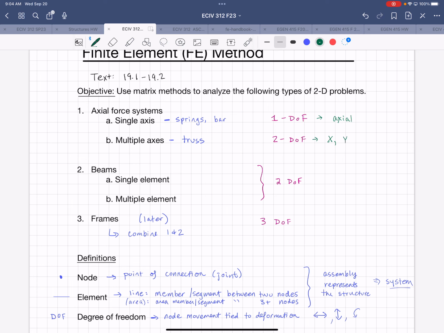For beams, right, we have 2 degrees of freedom. That's going to be not axial, pardon me. The 2 degrees of freedom, right, those are the ways that the beam nodes can move that are relevant to the deformation of the beam. And so that's going to be transverse deflection and rotation. All right, so whether it's single element or multiple element, those are the degrees of freedom that you are concerned with for beams.